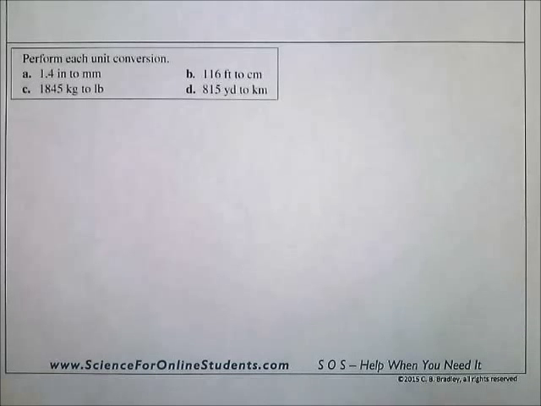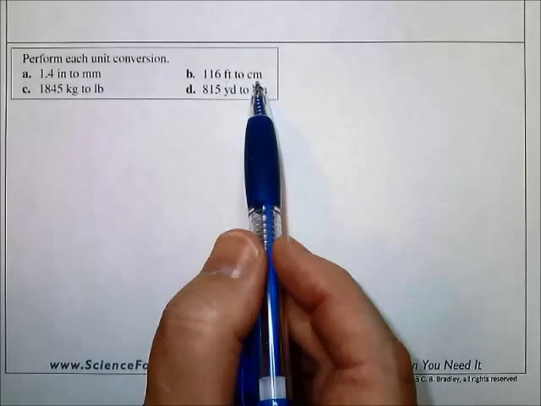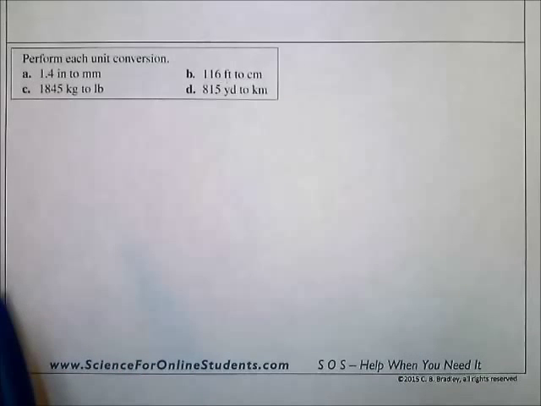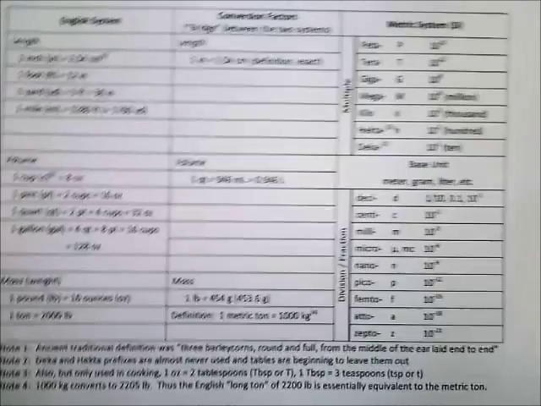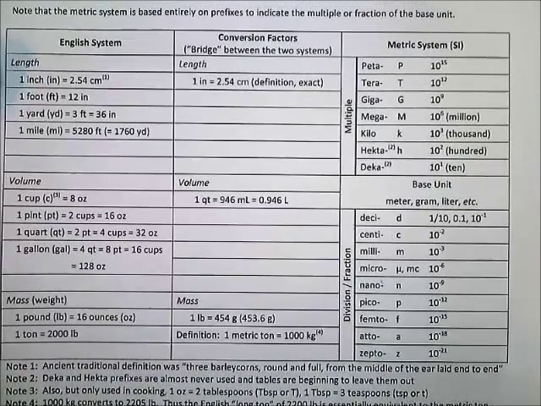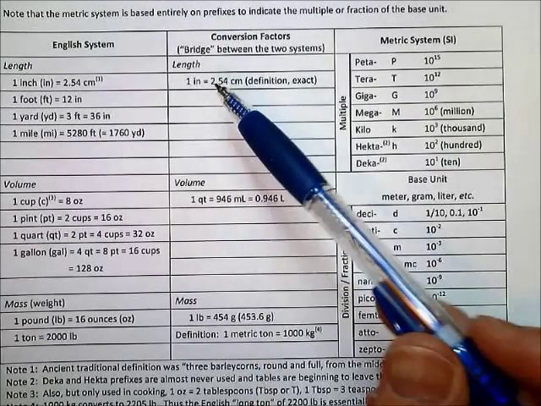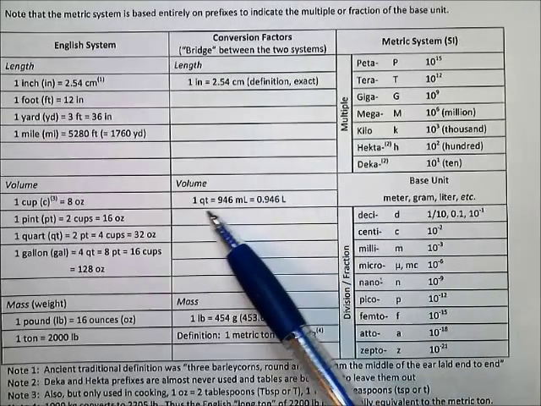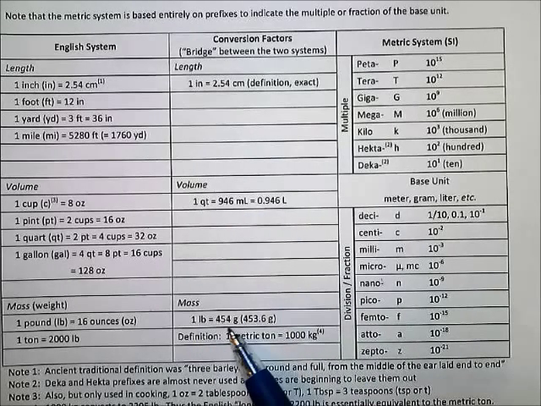Perform each unit conversion. This is English to metric, English to metric, English, English to metric. And we'll be making use of the conversion factors I showed you and mentioned in the previous problem. Length, 1 inch is equal to 2.54 centimeters. Volume, 1 quart is equal to 946 milliliters. Mass, 1 pound is equal to 454 grams.